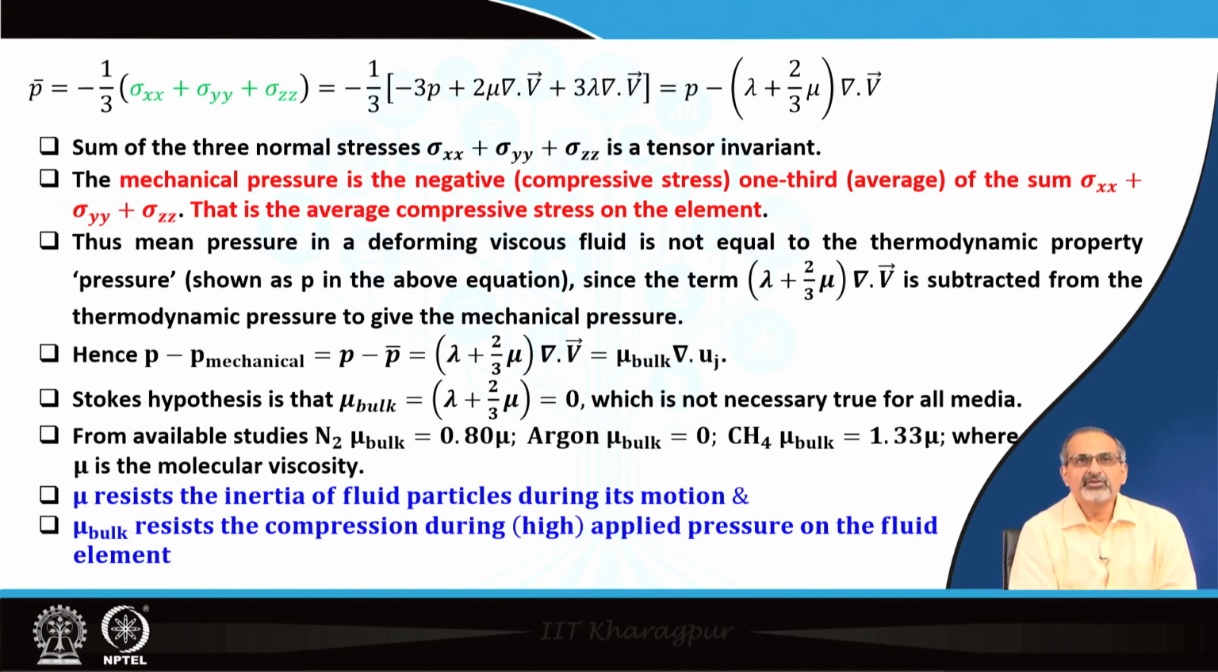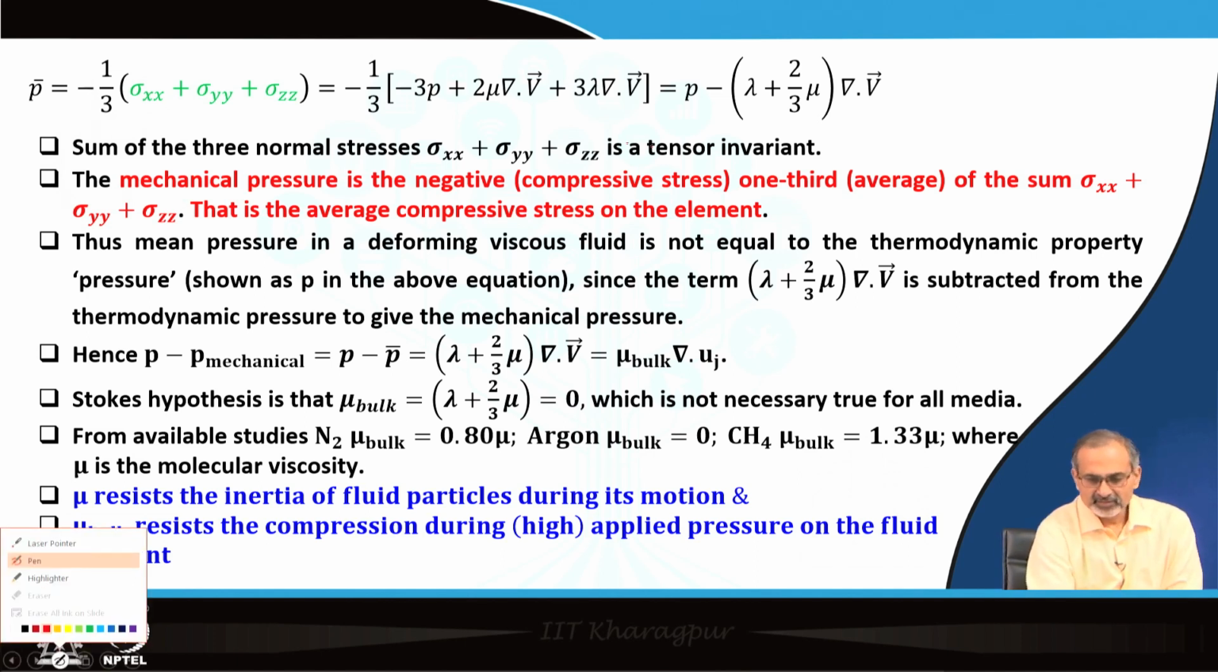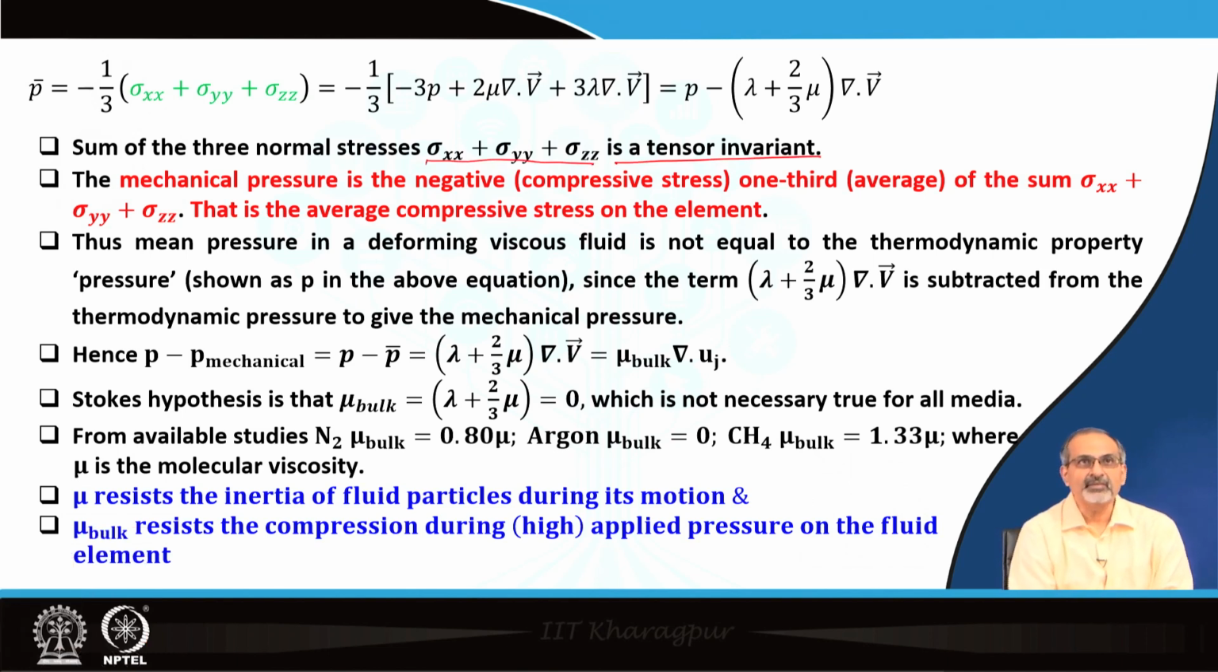Now, when we sum the three normal stresses sigma xx, sigma yy, and sigma zz, it gives us a tensor invariant. The mechanical pressure is the negative 1/3 of this sum. Why negative? Because it is of compressive nature. And why 1/3? Because we are trying to average the effect. So, that is the average compressive stress on the element, and mechanical pressure is indicated with p bar. When you sum them up, it comes to minus 1/3 of, within the brackets, minus 3p plus 2 mu divergence of V plus 3 lambda divergence of V, which put together would give you this, where p is the thermodynamic pressure and p bar is the mechanical pressure.